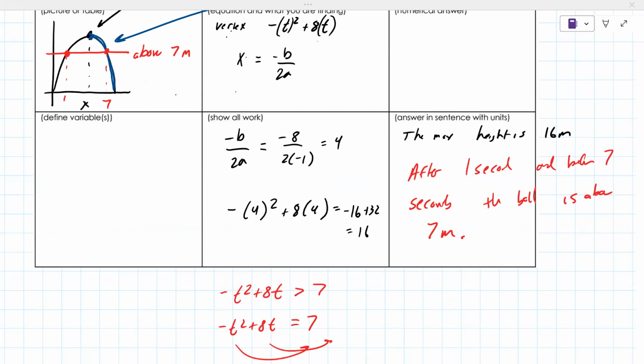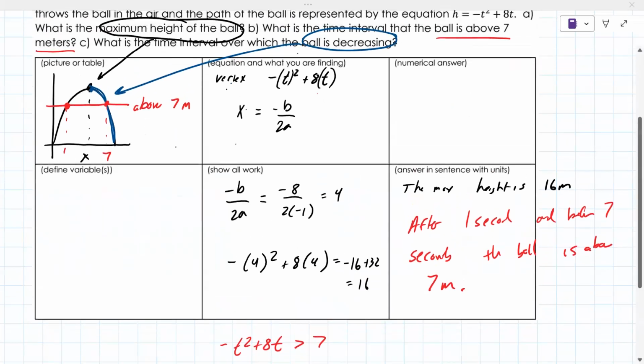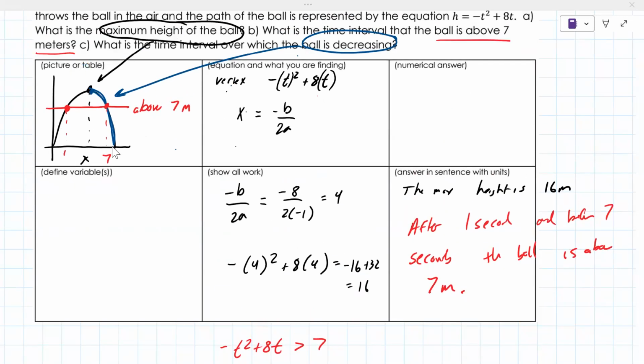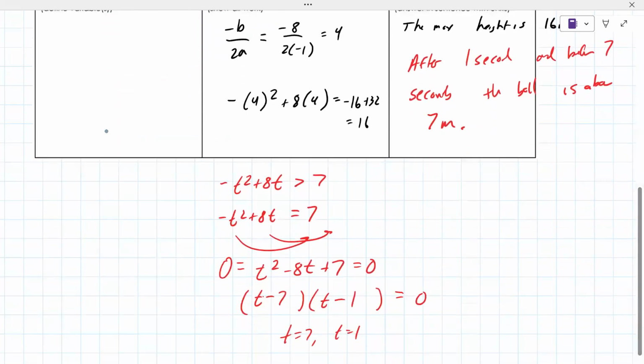So for part C, it's decreasing when it's on the way down. So it's only talking about the decrease. Yeah, what is the time interval? So that's where it's the vertex, from the vertex to wherever it hits the ground again. So we need to figure out where the original function equals 0. Where does minus t squared plus 8t equal 0? Yeah, then you would set it equal to 0.